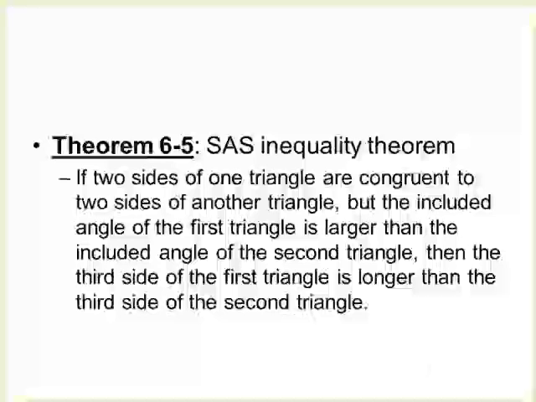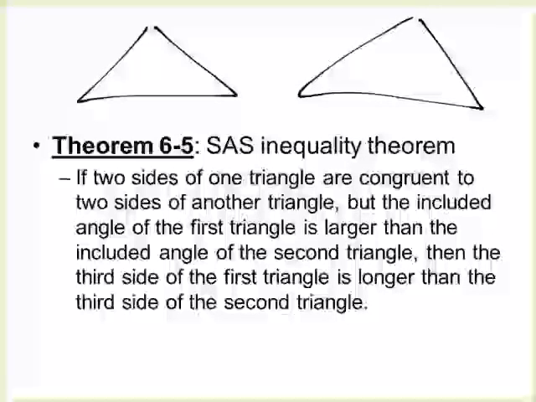The first theorem is the side angle side inequality theorem. Back when we studied triangles in Chapter 4, we talked about side angle side congruences. This is a little twist on that. So for the side angle side inequality theorem, we are going to take two triangles and say that in those two triangles, we know that two sides match up. But instead of the angle between them matching as it did before, we're going to say one of those angles is bigger than the other one.